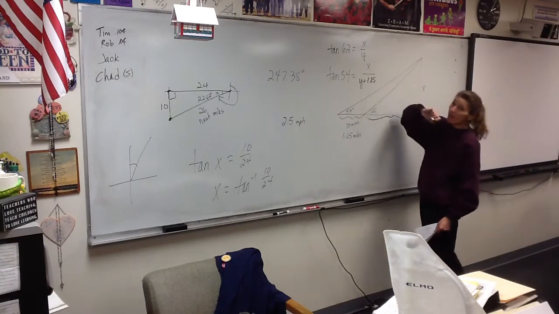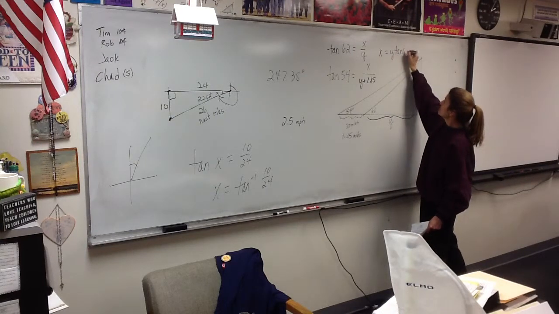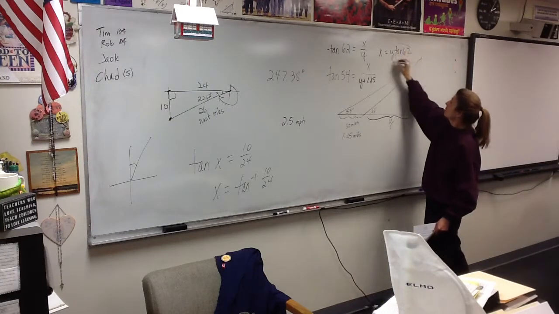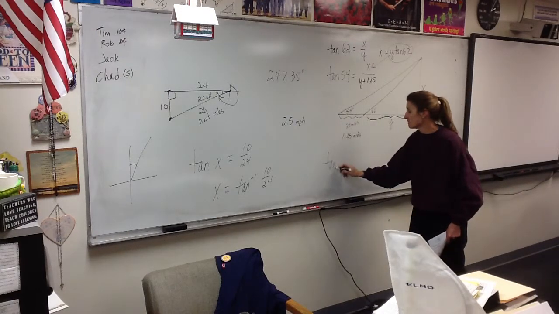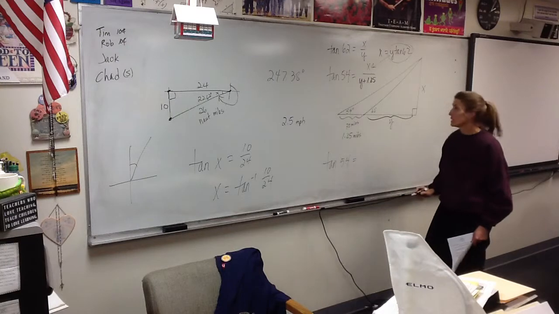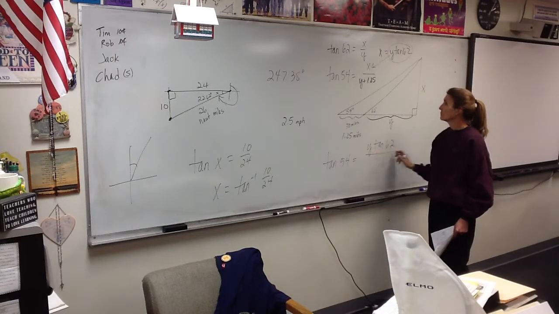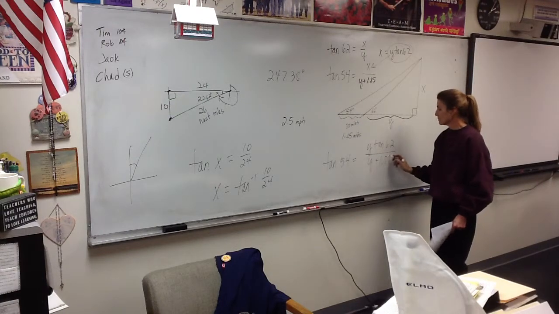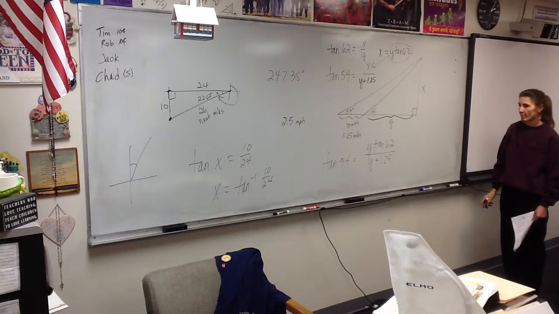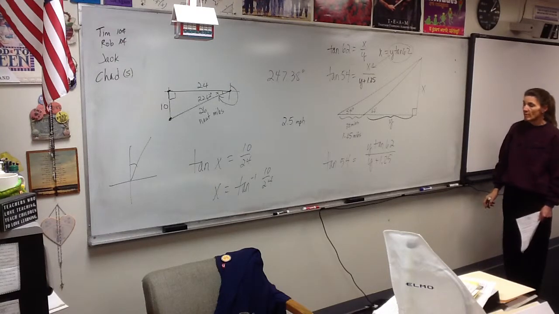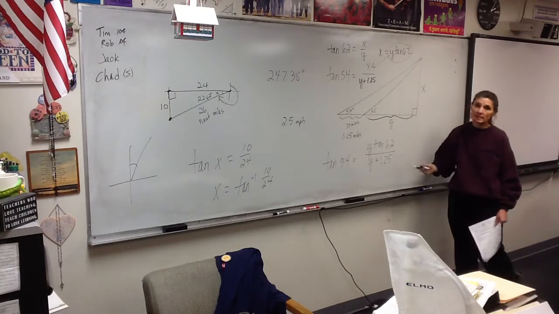So I think I'll take that top equation, x equals y tan 62, and I'm just going to plug that in here. So I'll have an equation that says tan 54, I'm using substitution, tan 54 equals y tan 62 over y plus 1.25. Now I need to solve this equation. It only has one variable, that's good news, but I need to solve it.